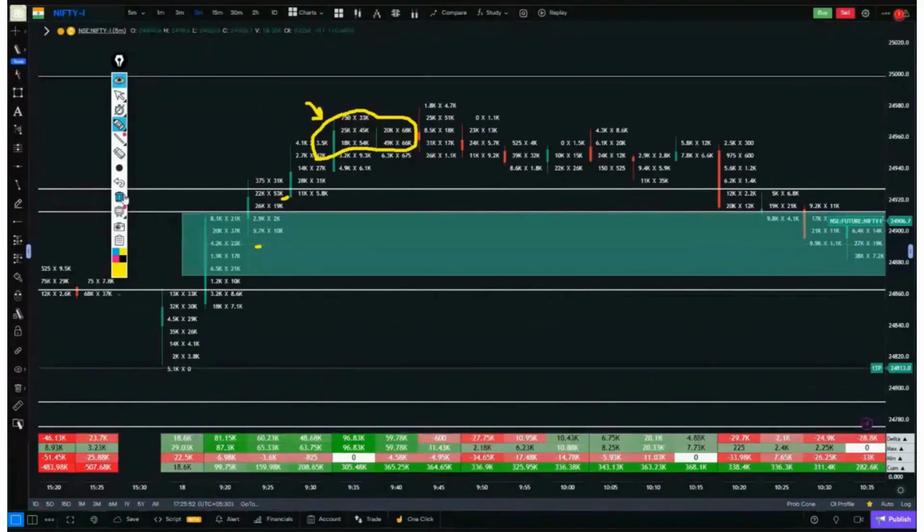How do we know that buyers started getting absorbed? Simple, the buying zone was not broken even once. The market did not come down to this level. This buying zone was not broken.